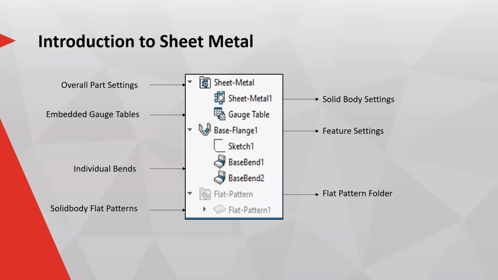Finally, there's just the flat pattern folder. This will always pop up the moment you start creating sheet metal components. And under this, there will be the solid body flat pattern. So obviously, the more bodies you create with sheet metal, the more flat patterns you'll have. Okay, let's go to the next slide.